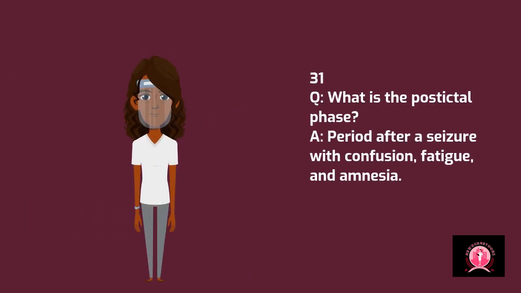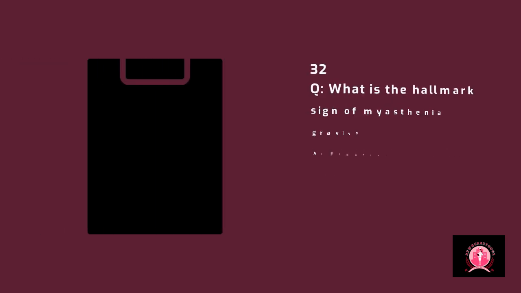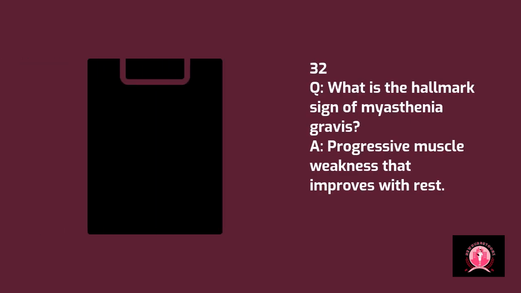31Q. What is the postictal phase? A. Period after a seizure with confusion, fatigue, and amnesia. 32Q. What is the hallmark sign of myasthenia gravis? A. Progressive muscle weakness that improves with rest.